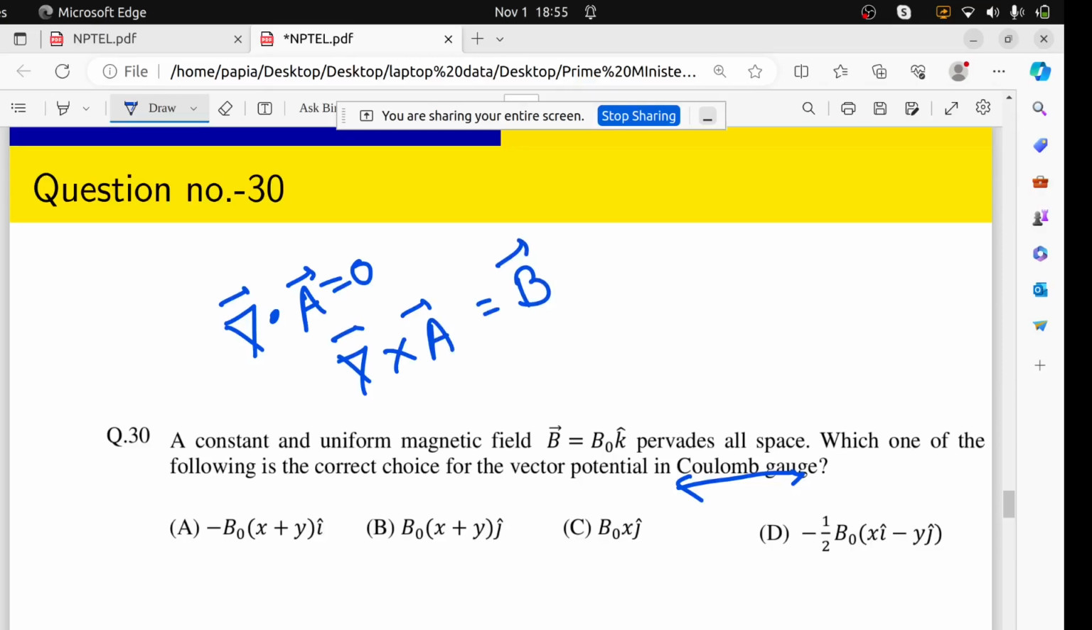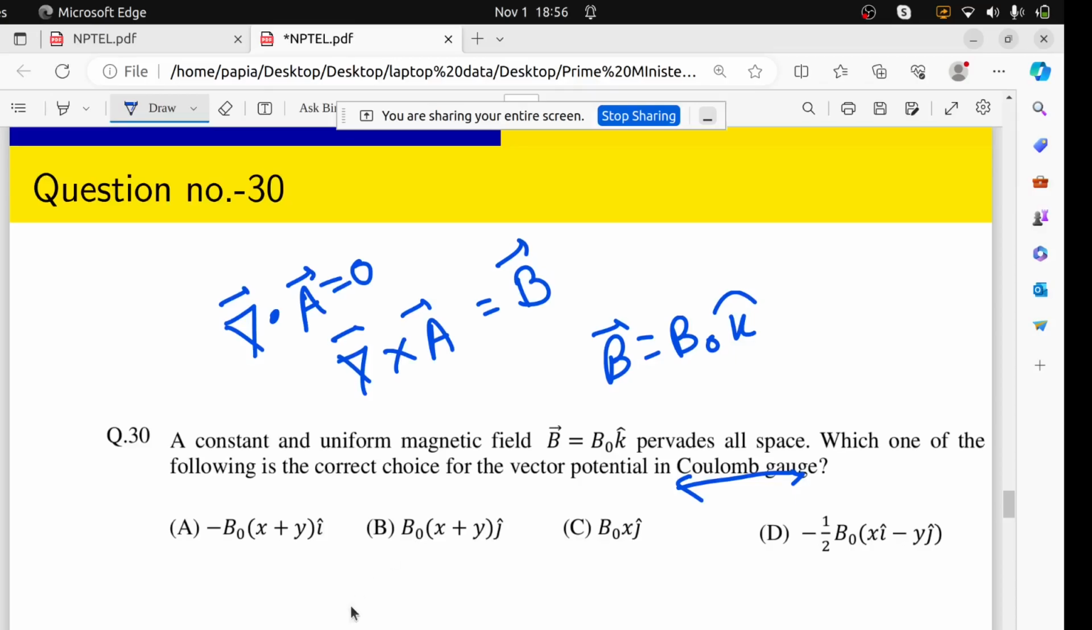Obviously, you all know this expression, that curl of A equals B. That is valid in every case, but in Coulomb gauge this should also be valid, and the other condition is that divergence of A will be 0. Now they are asking that if our B is B0 k cap, then what will be the value of A such that divergence of A equals 0 as well as curl of A will be B.